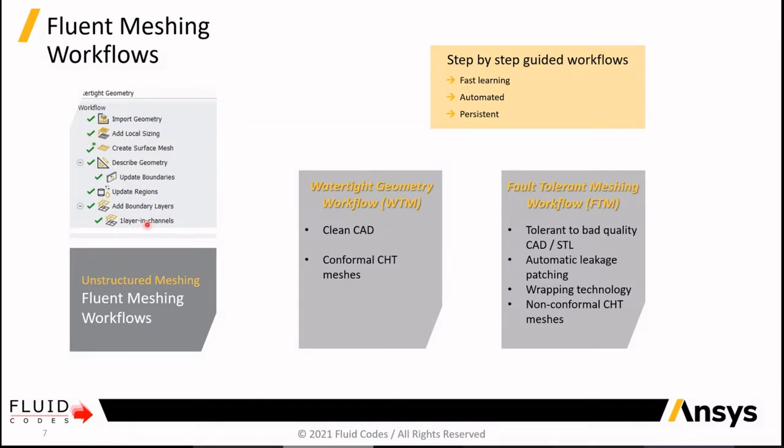As you can see here, there's a small example. Everything is already set. We just need to give a few inputs and everything will be taken care of automatically. As you can imagine, everything is pretty much already there. We just need to provide a few inputs, so it's very fast to learn how to use it. We can automate everything and it is persistent.